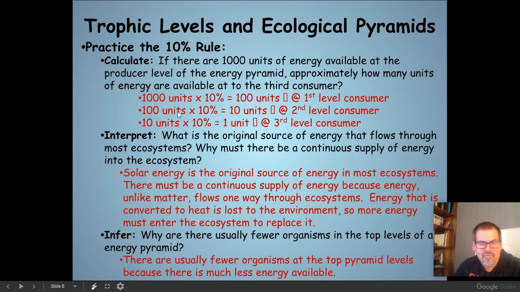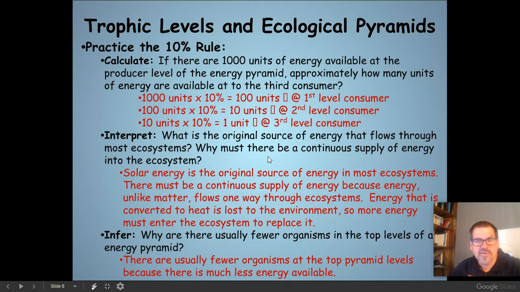Now, why do we do 3 calculations? Because it's the third consumer, but remember that first level are the plants. So we go plants, first consumer, second consumer, third consumer. So we're at the 4th trophic level, right? This first level consumer is at the second trophic level. The second level consumer is at the third trophic level, and so on.